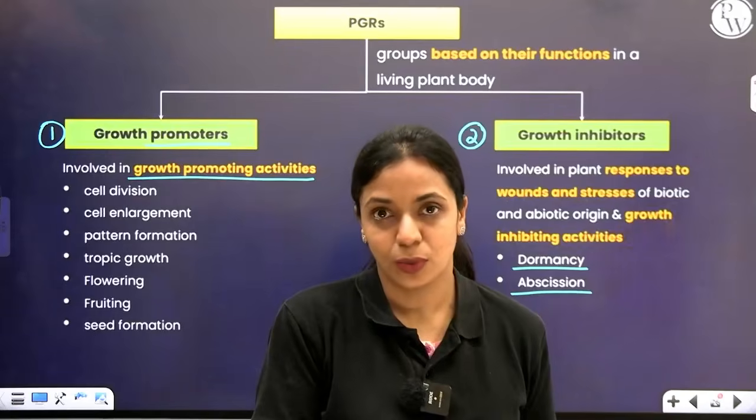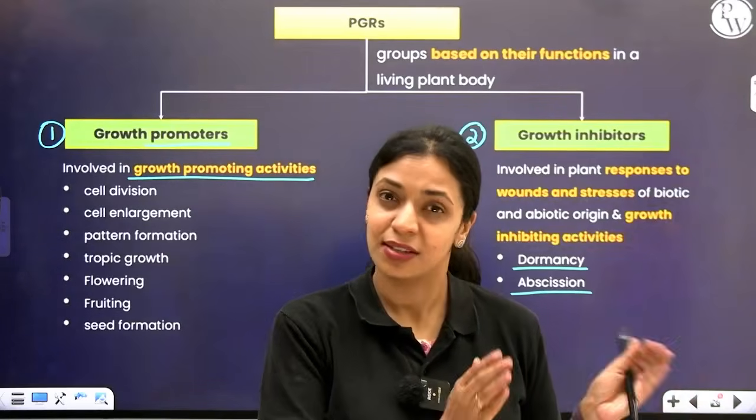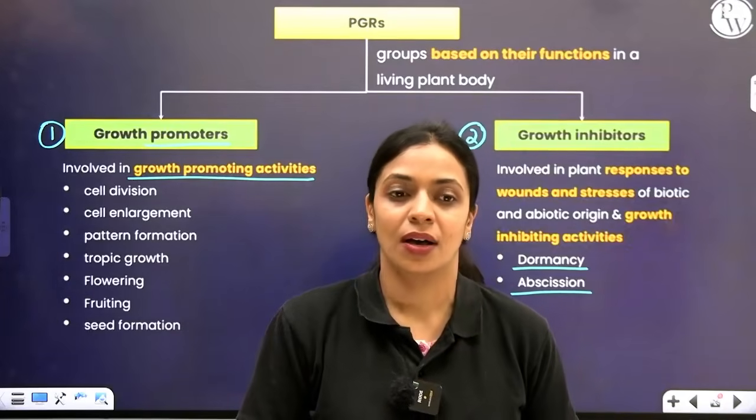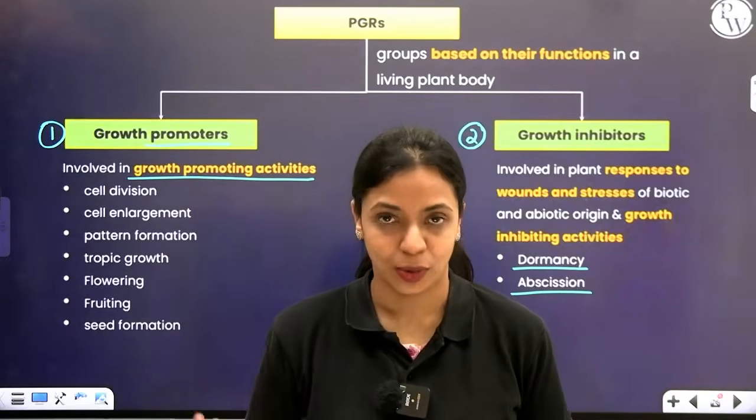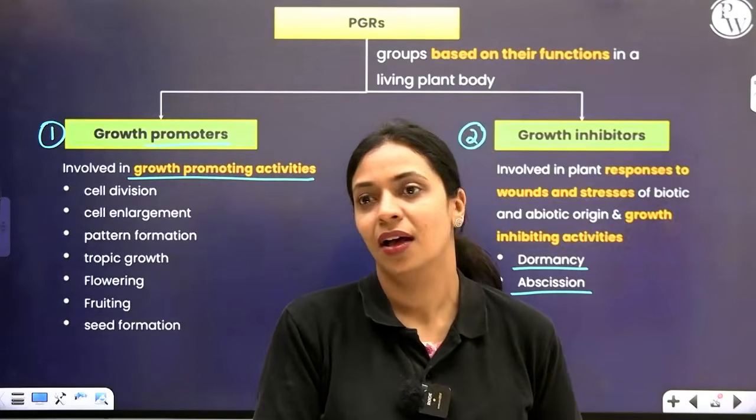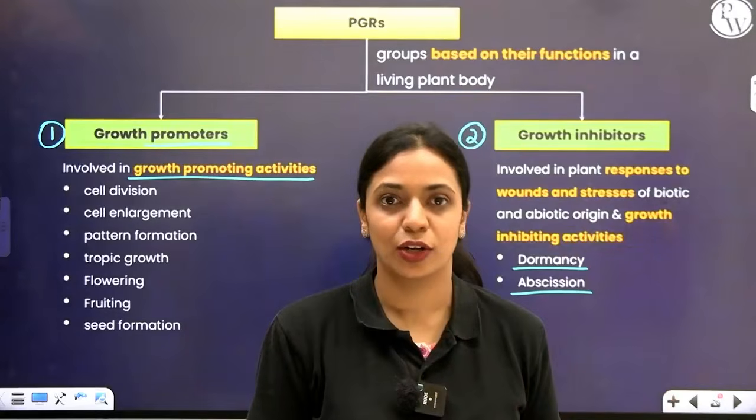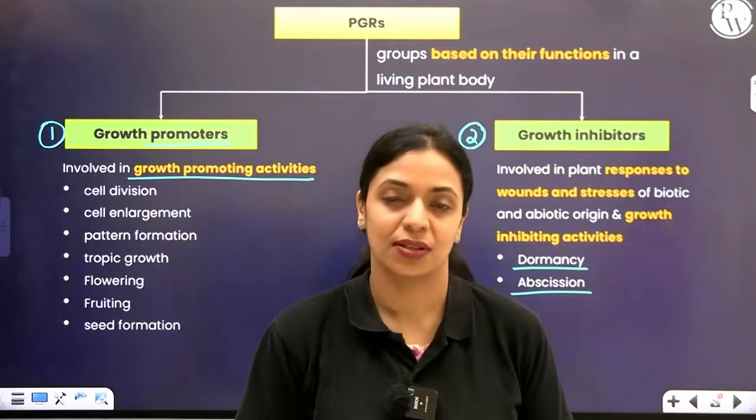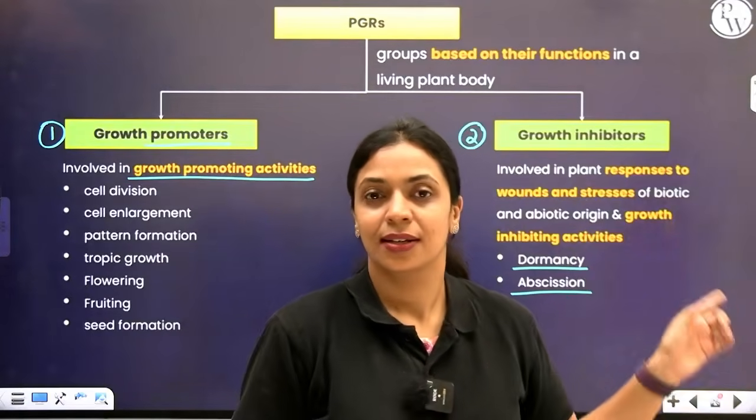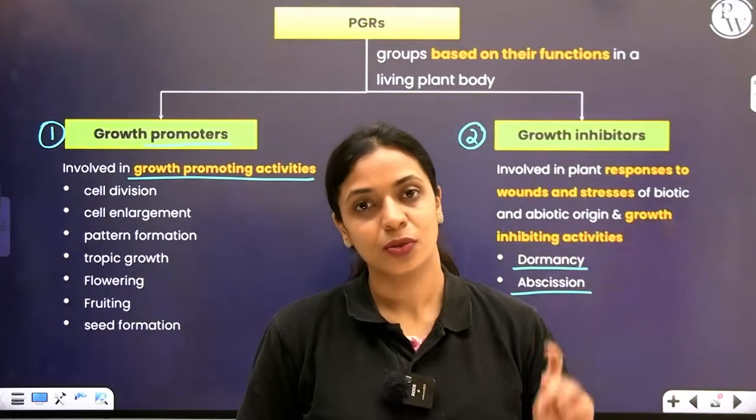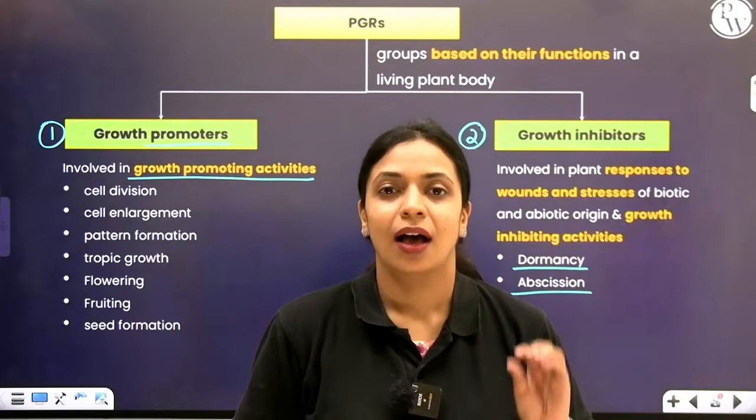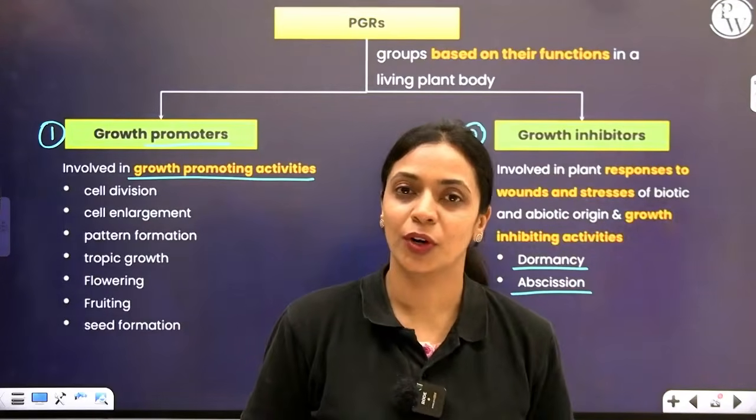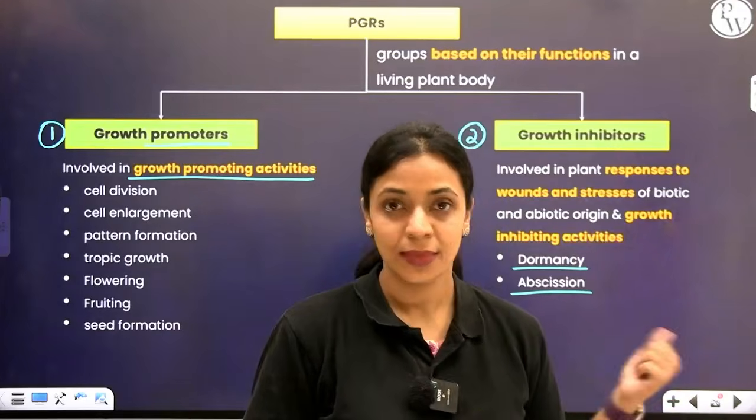If there is not sufficient water, the plant could die, because younger plants, similar to how in humans babies are more vulnerable to infections compared to adults, are more vulnerable to extreme external climatic conditions. So under such cases, plant growth inhibitors will make the seed dormant. When the favorable conditions are there, activity will be promoted and the seed will germinate. Abscission.